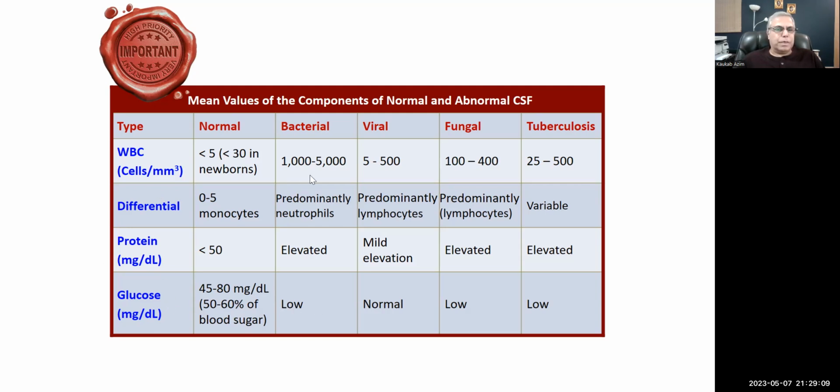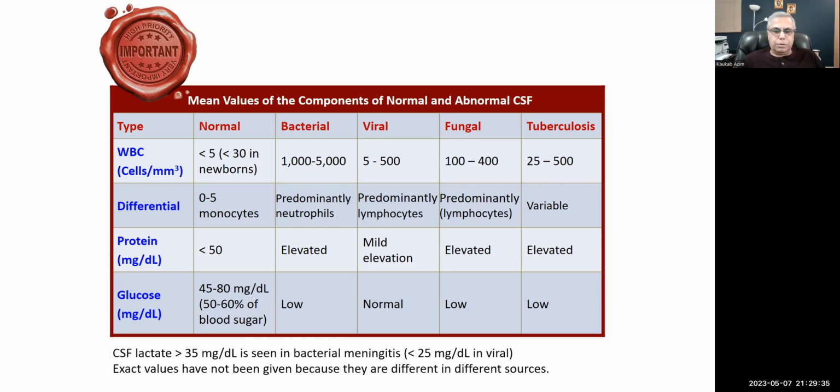The glucose is low because there are a lot of bacteria, they are using the glucose. So normally in the CSF, you should have 50 to 60% of blood sugar level. If your blood sugar level is 100 milligram per deciliter, then in the CSF, it should be 50 to 60 milligram. That is normal. But if it is lower than that, that means it is not normal. You can measure CSF lactate, greater than 35 in bacterial meningitis and less than 25 otherwise. So lactate is an important test. You can do that.